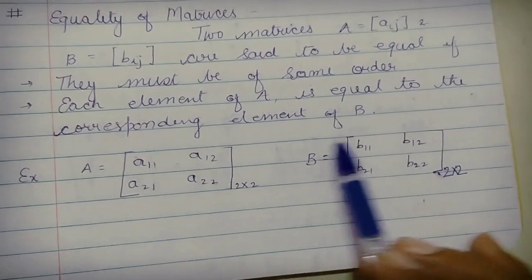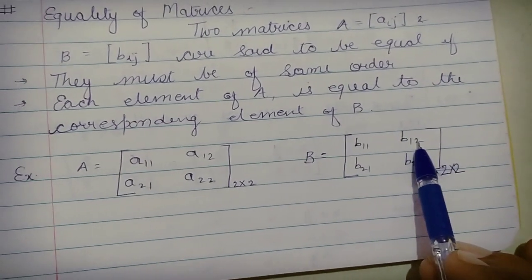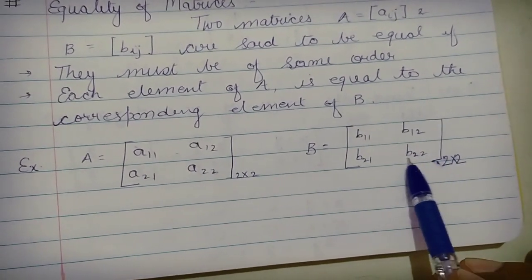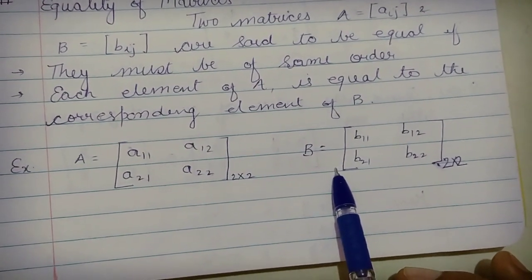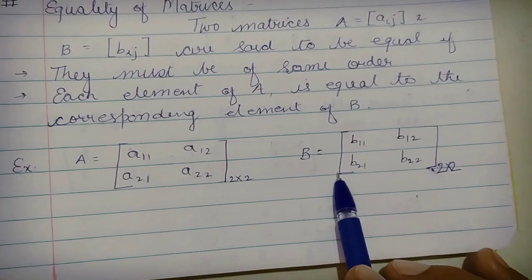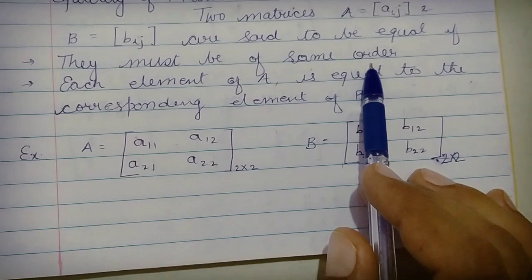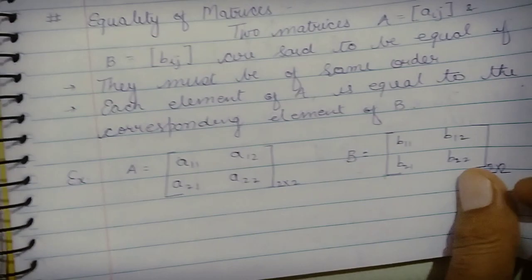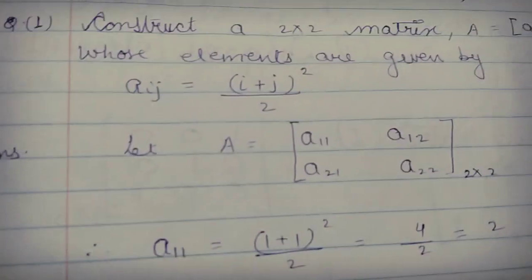That means A11 must be equal to B11, A12 must be equal to B12, A21 must be equal to B21, and A22 must be equal to B22. Then A and B are said to be equal matrices. Only two conditions are there for the equality of matrices: first, the order is the same, and each element of the first matrix is equal to the corresponding element of the second matrix. So in today's session we are going to discuss some questions.